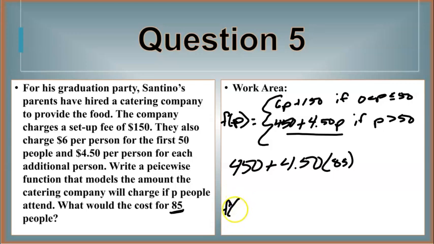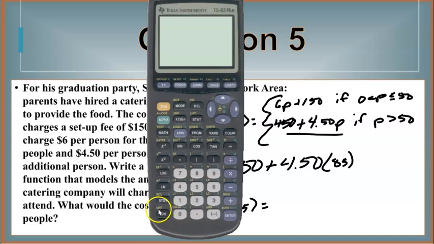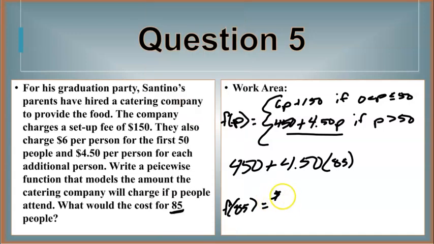So f of p, or f of 85, is going to give us, and we'll grab our calculator here. So we have 450 plus 4.5 times 85. That's going to give us $832.50. So $832.50 is what the cost would be for 85 people.